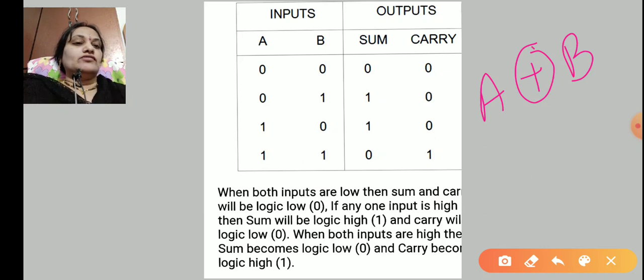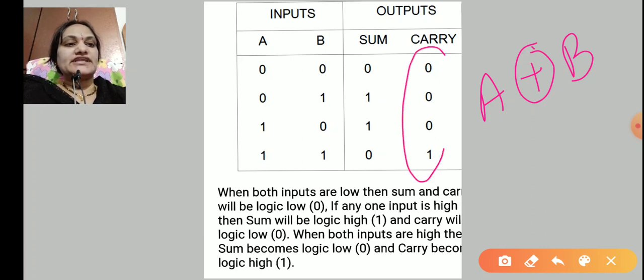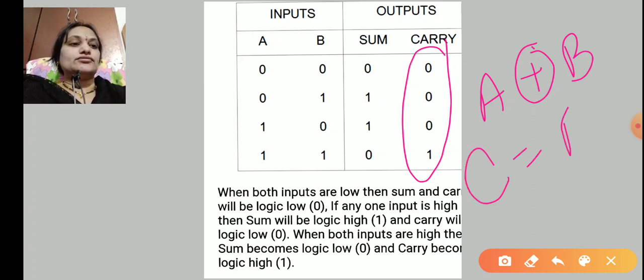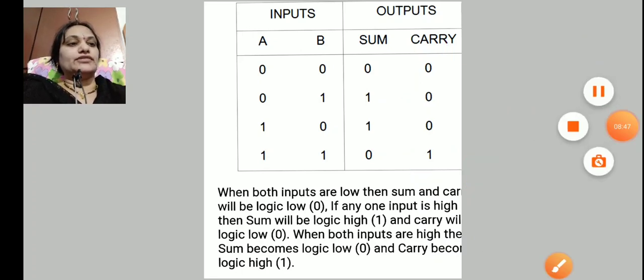Once again, recall all the basic gates and remember the AND gate. In the case of the AND gate we are getting 0 0 0 1. That is why carry is equal to A into B.